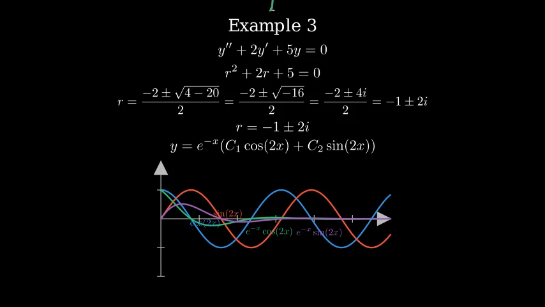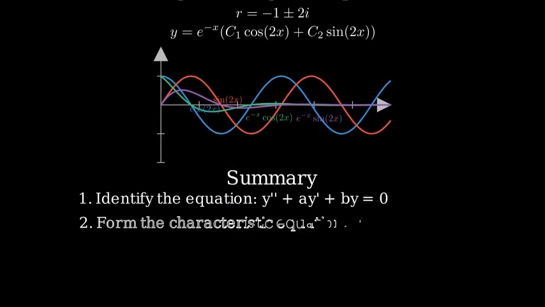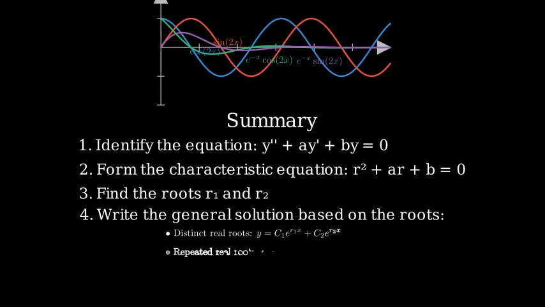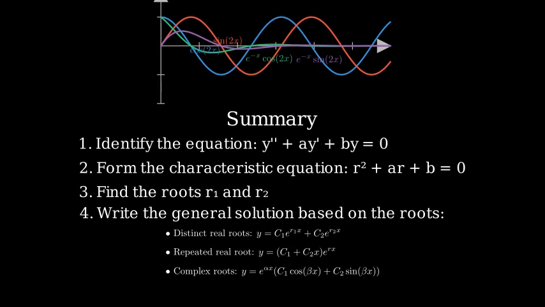To summarize, we've learned how to solve second-order linear homogeneous differential equations with constant coefficients. Here's the step-by-step process. Step 1. Identify the equation in the form y'' + ay' + by = 0. Step 2. Form the characteristic equation r^2 + ar + b = 0. Step 3. Find the roots r1 and r2 of the characteristic equation.